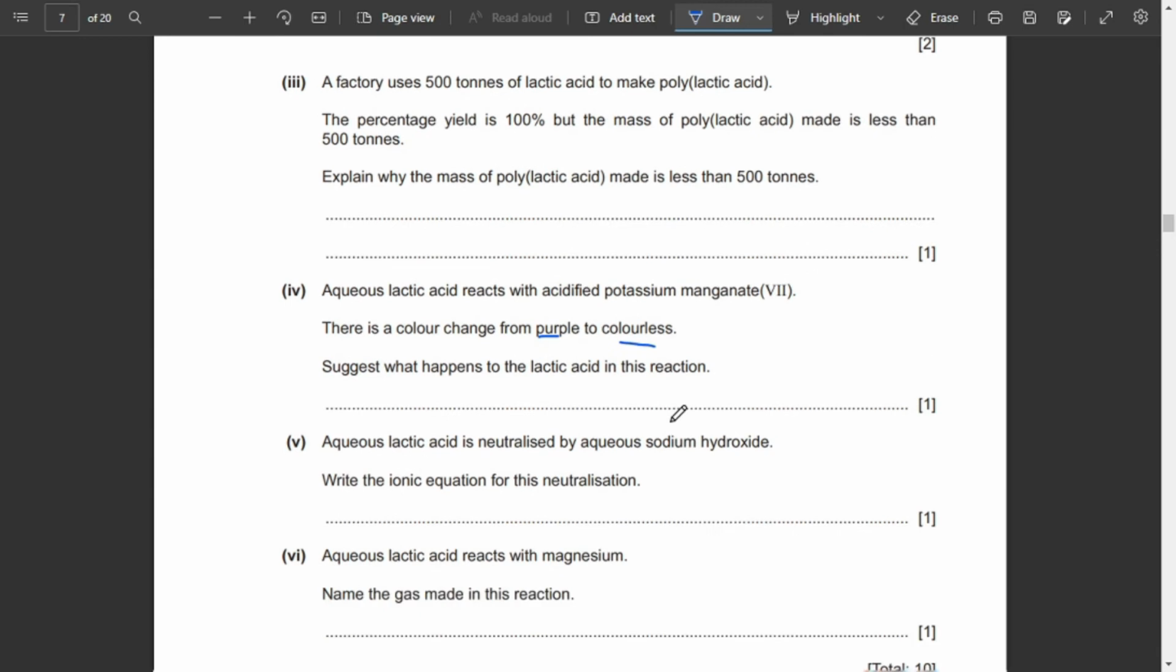Moving on to part 5, aqueous lactic acid is neutralized by aqueous sodium hydroxide. Write the ionic equation of this reaction. If we write the ionic equation of this reaction, it's going to be something like this, because it's a neutralization reaction.